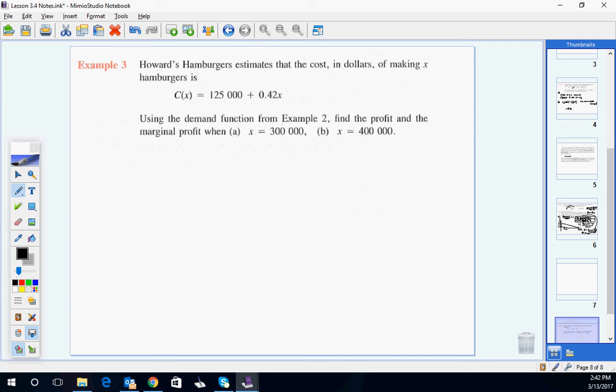Okay, so then the same type of question. Estimates the cost in dollars of making X hamburgers is 125,000 plus 0.42X. Use the demand function example of 2 to find the profit and the marginal profit when X is 300,000 and X is 400,000.